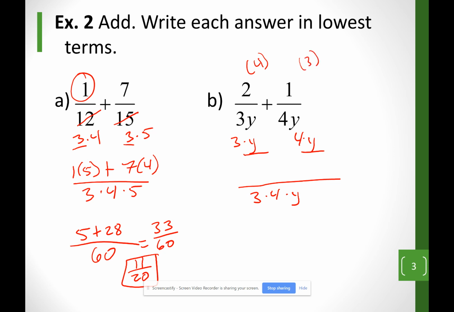So I'm going to multiply 2 times 4 for the top plus 1 times 3. 2 times 4 plus 1 times 3, that is 8 plus 3 on the top. At the bottom, I have 12y. The 8 plus 3 on the top can be simplified, 11 over 12y.